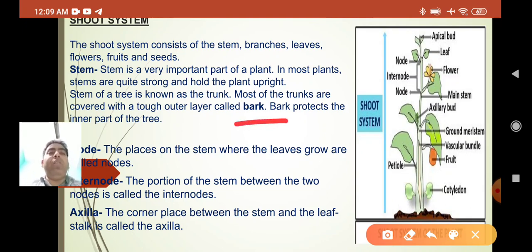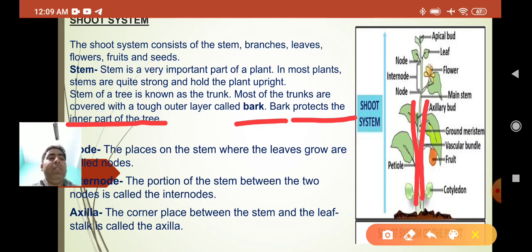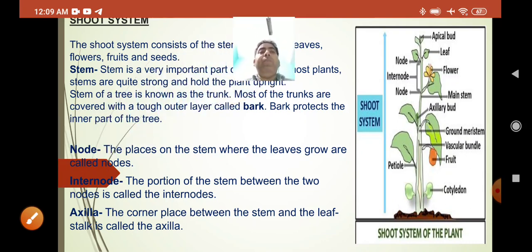What is the function of this bark? It protects the inner part of the tree. It is present on the outer part of a tree, not on small branches. Now we will see the different parts of the stem. First is node. What is node?